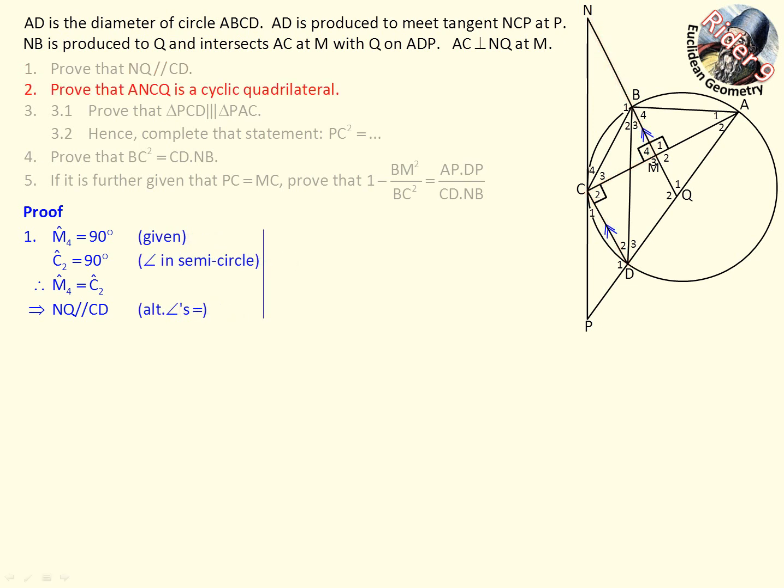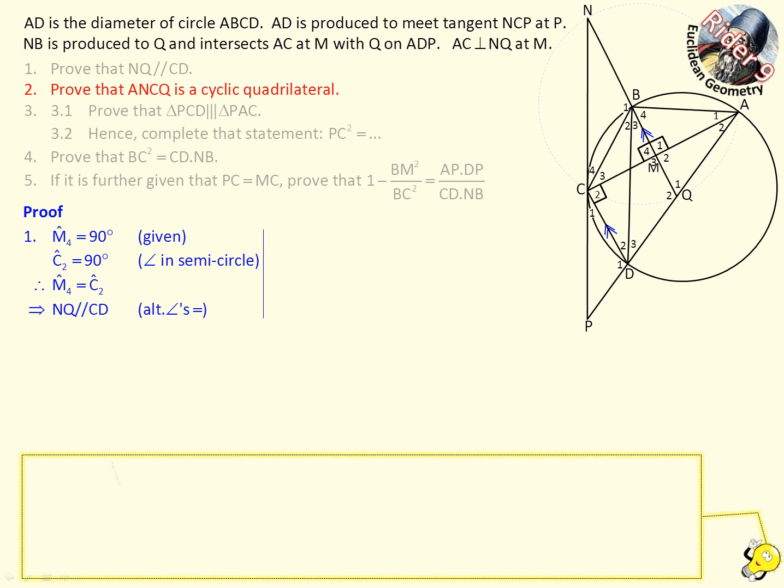Part 2. Prove that ANCQ is a cyclic quadrilateral. So our thought process, we start and say, well, what if it is a cyclic quadrilateral? Now notice that I've put a different shape on there from what I've often done. We don't have the full quadrilateral drawn in, but that doesn't mean we have to prove it by quadrilateral properties. And it just so happens that I'm going to use angles in same segment, converse. Makes life much easier. Q1 would equal C3 and 4.